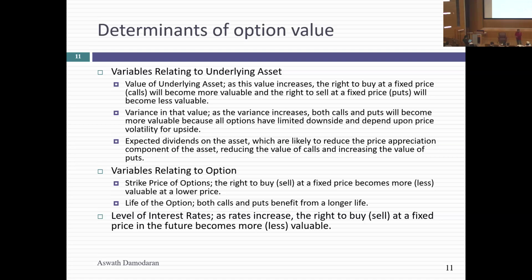So notice two variables work in the same direction. Variance and time work in the same direction for call and put options. Every other variable is going to cut in opposite directions. There's one and only one macro variable that affects options. You get the right to buy a stock at a fixed price. When? In 3 months or 6 months or a year.